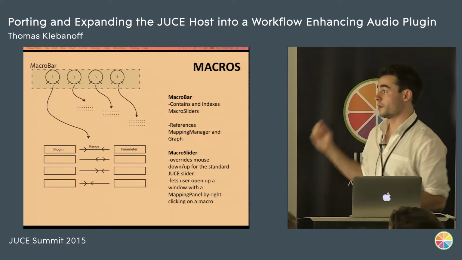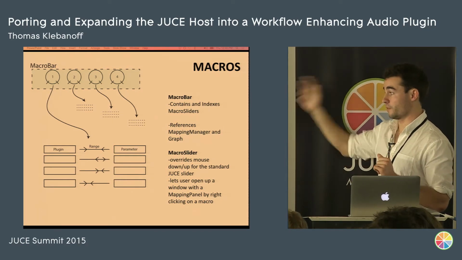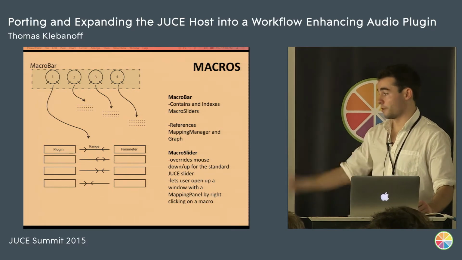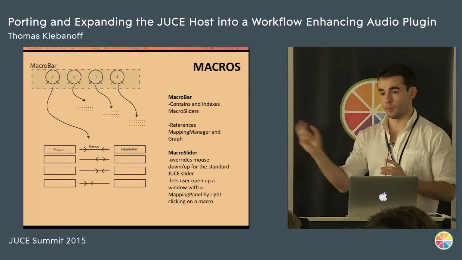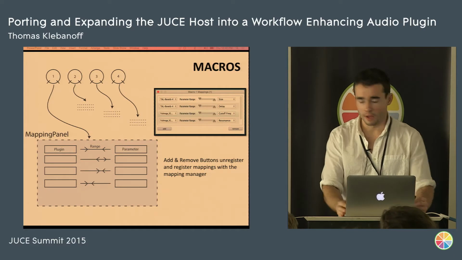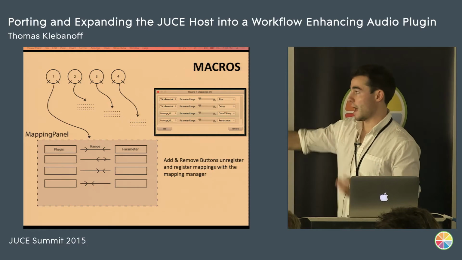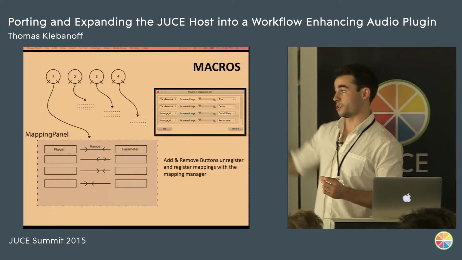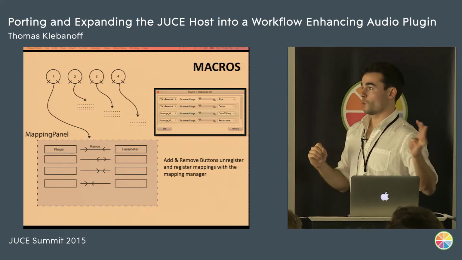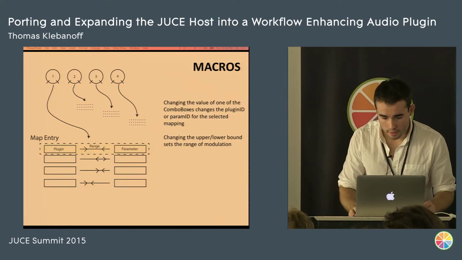So up here, as I mentioned, we have the macro bar, which contains and indexes macro sliders. And that contains references to the graph and the mapping manager, which holds all of this. You have macro sliders, which basically lets you open up a pop-up window, which will show you the mapping panel. And then you have mapping panel, and that was, in the video demo, what this was. And it lets you basically add or remove each one of these mapping entries. And this is like the GUI representation of what's going on behind the scenes with mappings and mapping manager.